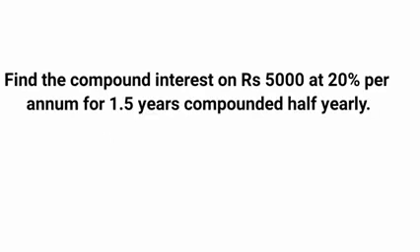Now the second question. Find the compound interest on rupees 5,000 at 20% per annum for 1.5 years compounded half yearly. Before doing the problem, you must understand some basics. Here the interest is compounded half yearly. It means that in every 6 months, interest will be calculated. So, in a year, how many half years will be there? 2 half years will be there.